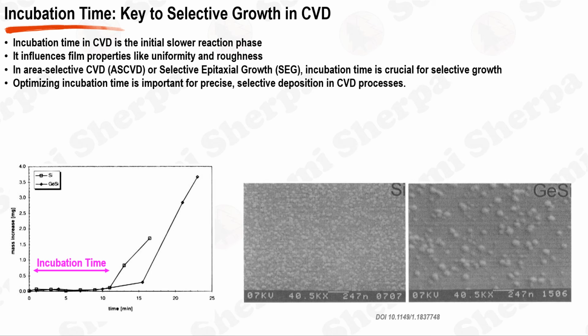To conclude, the incubation time significantly shapes the initial growth and structural properties of the film in a CVD process. This effect becomes even more pronounced in techniques like area-selective CVD and SiGe, where the control of the incubation time can be leveraged to achieve selective growth. Hence, understanding and optimizing incubation time is a critical facet of the CVD process, especially when precise, selective deposition is required.